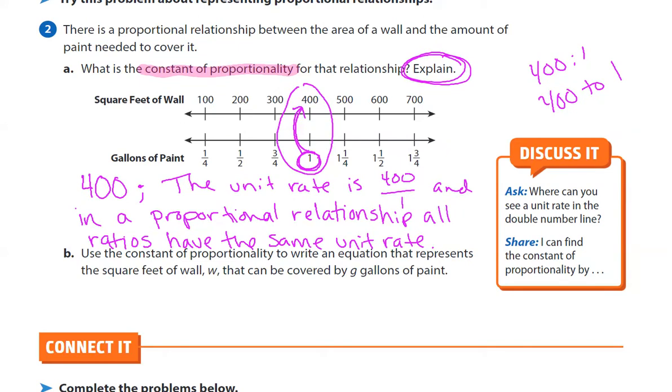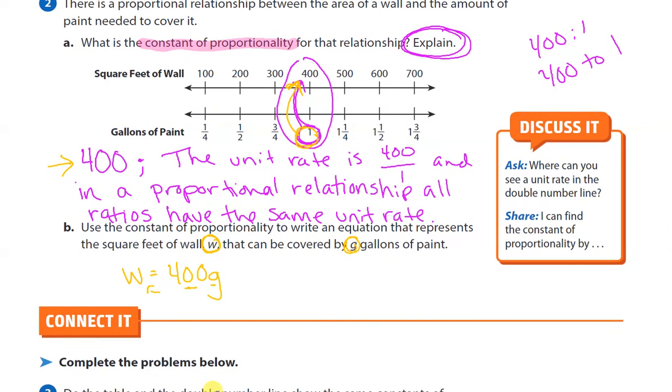Thinking of the same problem here, use the constant of proportionality, which we determined was 400, to write an equation that represents the square feet of the wall, we're going to use W, that can be covered by G gallons. Okay, so we want to know how much wall we can cover. And in order to do that, what did we multiply the gallons by? We had to multiply it by 400. So gallons times 400 will give us the amount of wall we can cover. Because remember, when the number and the variable are touching, that means multiply. 400 times the number of gallons will give us the amount of wall we can cover.